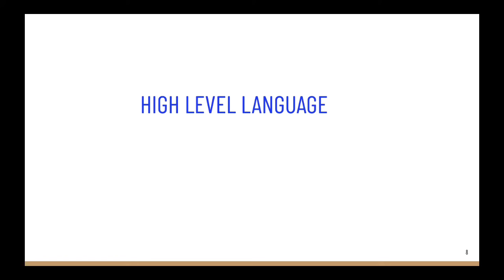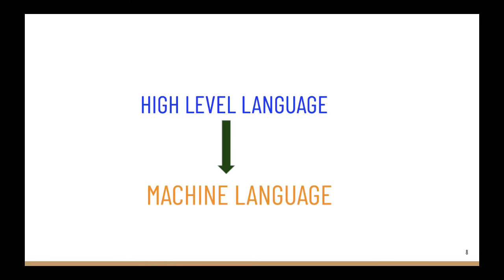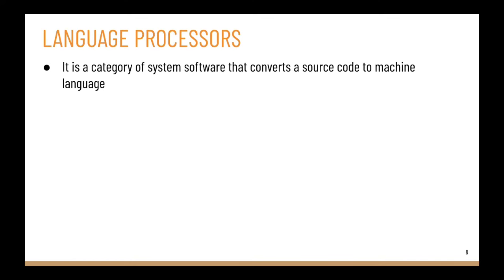Therefore, these high level languages using which we interact with the computer need to be converted into machine language. Now, how is this conversion from high level language to machine language done? This conversion is done with the help of what we call language processors. Okay, so what is language processor? It is a category of system software that converts a source code to machine language.